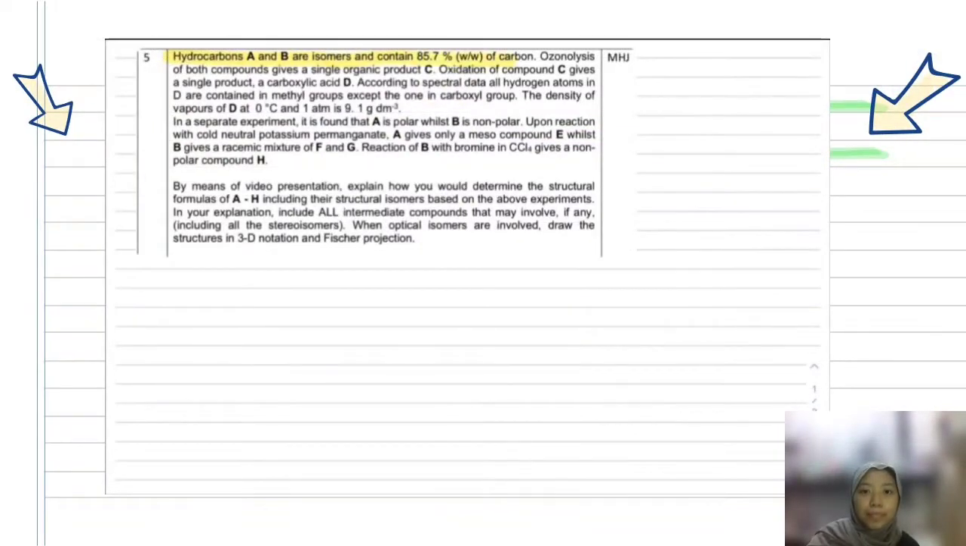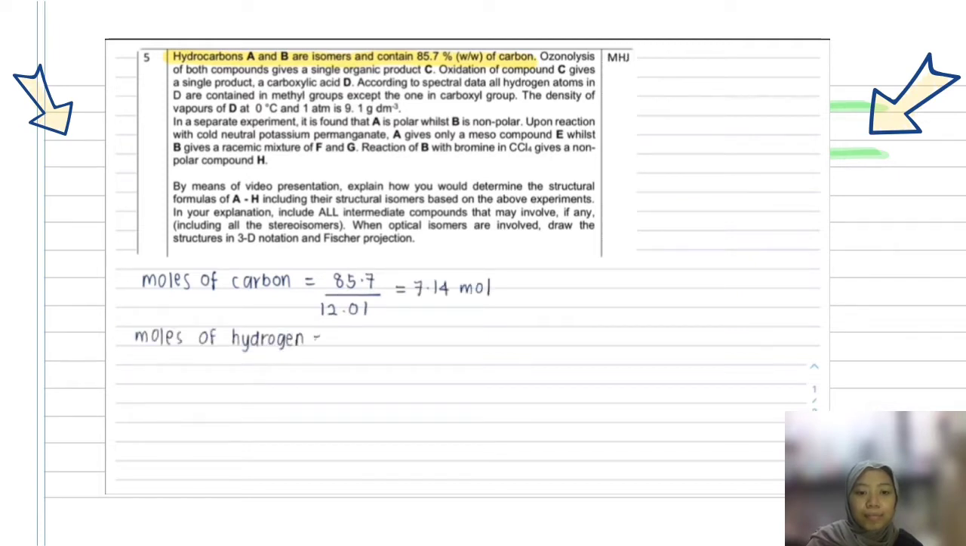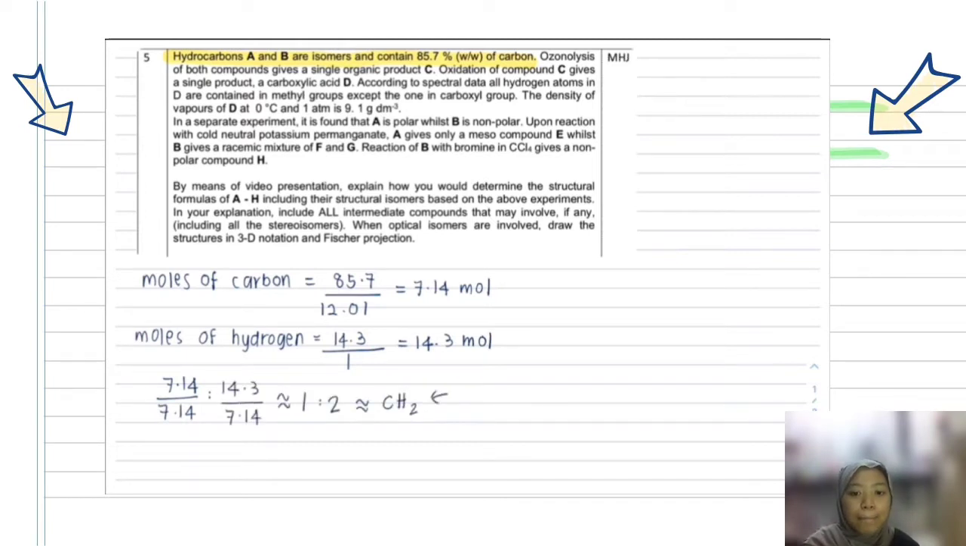Referring to the question, it is given that hydrocarbon A and B are isomers and contain 85.7% of carbon. So we need to identify the hydrocarbon by dividing 85.7% of carbon by its molar mass, which is 12.0 grams, and we get 7.14 mole. It will be the same for hydrogen, and we obtain 14.3 mole. Next, we divide by the lowest molar quantity, which is 7.14, and we get its empirical formula, which is CH2. And that's how we prove that hydrocarbon A and B are alkenes.